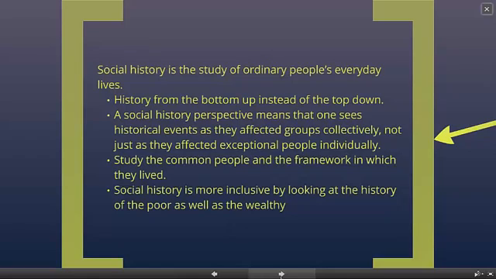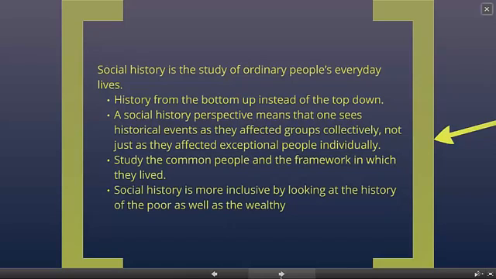But basically, historians move away from the study of dead, white, rich males. And they start looking at the history of everyday people and noticing that history has as much value as the history of, say, Thomas Jefferson or George Washington. So social history is the history from the bottom up instead of the top down, and it looks at historical events as they affected groups collectively, not just as they affected exceptional people individually.